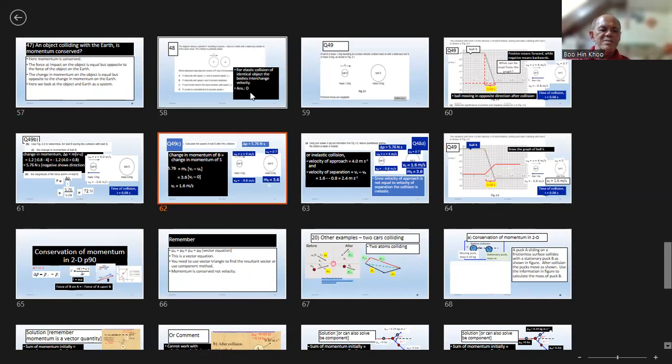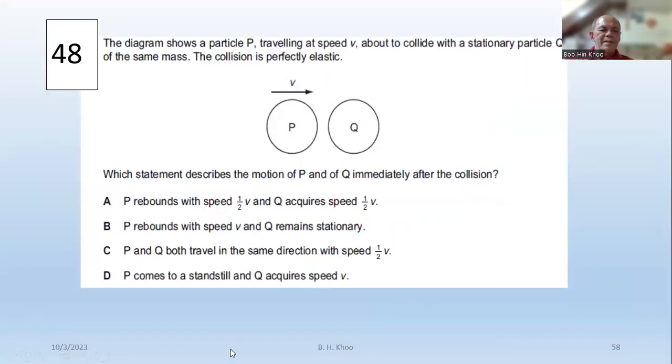Okay, let's try one last one. The diagram shows particle P traveling at speed v about to collide with Q, which is stationary. They have the same mass. The collision is perfectly elastic. Which of the statements describes the motion of P and Q immediately after collision? What's your answer?